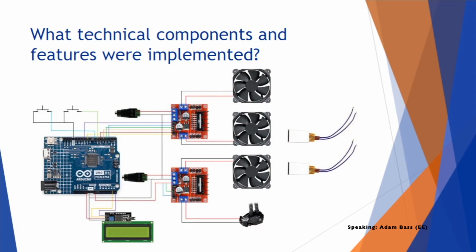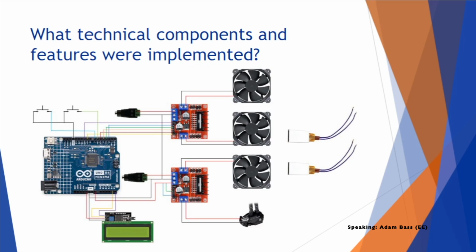At the core of our system is the Arduino Uno R4 Minima, which controls 3 12-volt DC fans and a 12-volt water pump, using 2 L298N dual H-bridge motor drivers. These allow for independent speed control of each output via PWM signals from the Arduino.